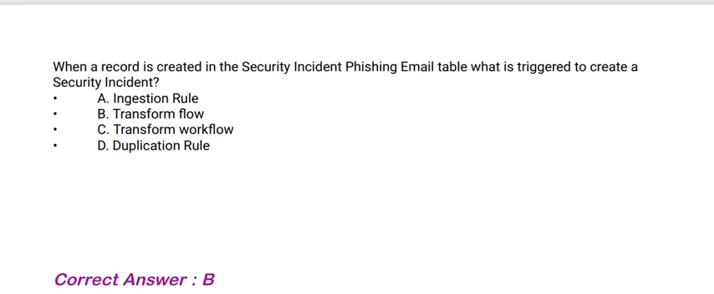Question is, when a record is created in the security incident phishing email table, what is triggered to create a security incident? Options are option A, ingestion rule, option B, transform flow, option C, transform workflow, and option D, duplicate rule. The correct option is option B.